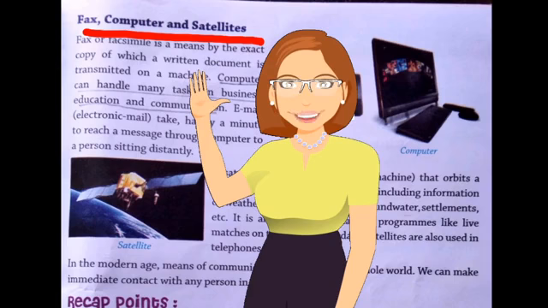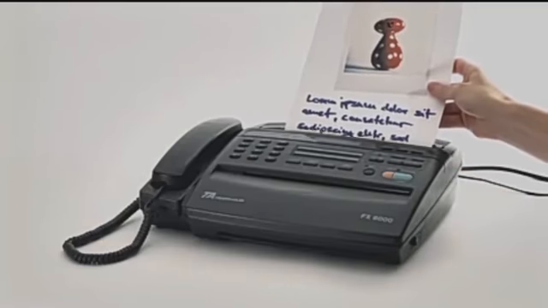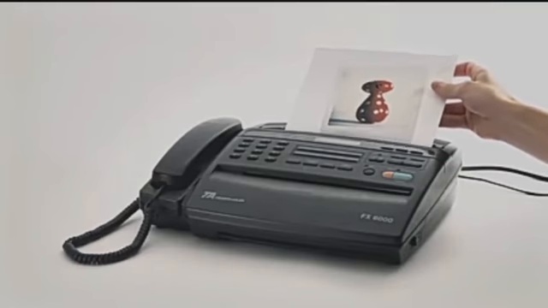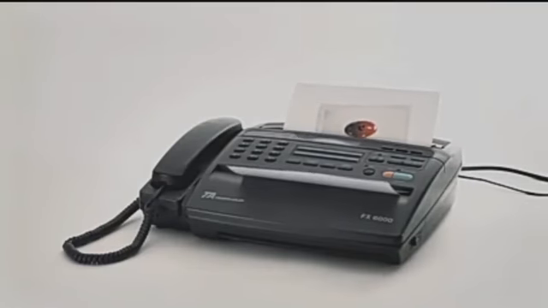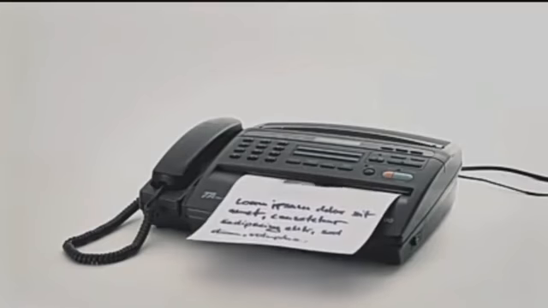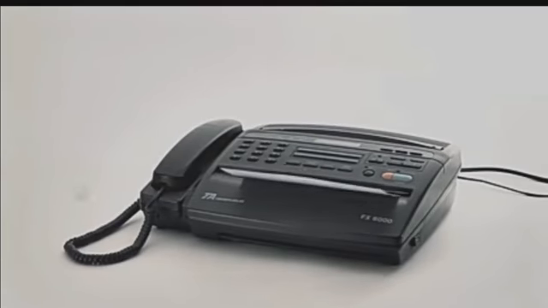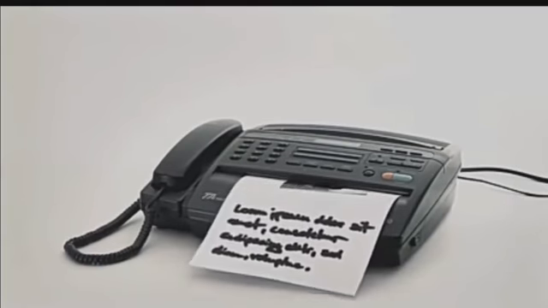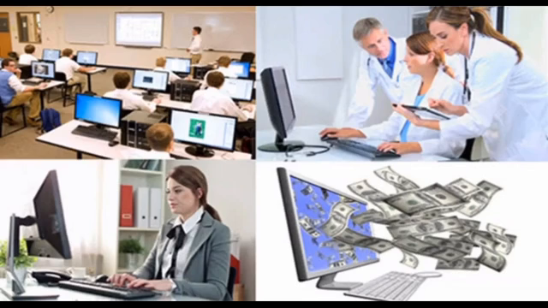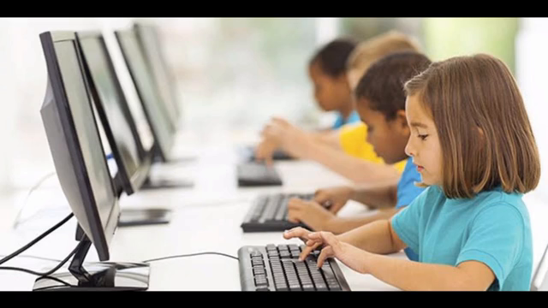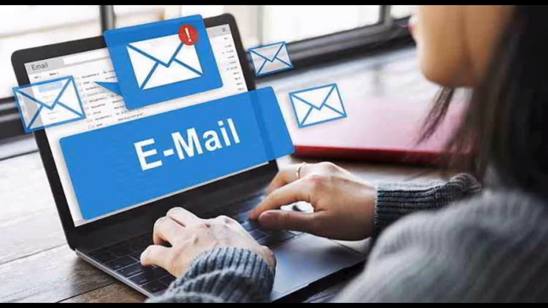Fax, computer and satellites. Fax, or facsimile, is a means by which an exact copy of a written document is transmitted on a machine, where it is used to instantly send a copy of a letter to another fax machine. And in order to send letters by fax, we also need to know the fax number of another person. Computer can handle many tasks in business, education and communication. A computer also helps us to connect and communicate with people all over the world through the internet. We can send messages to people through emails.